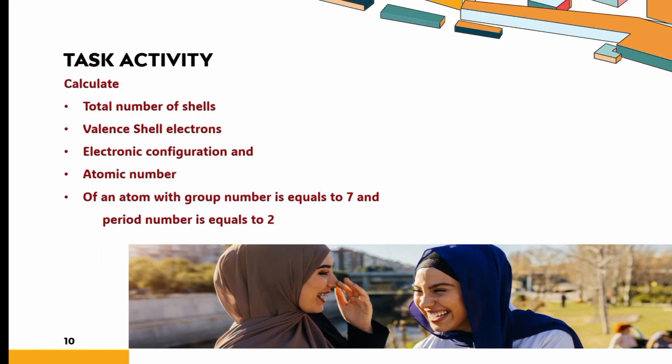The task activity for you is to calculate the total number of shells, valence shell electrons, electronic configuration and atomic number of an atom with group number equal to 7 and period number equal to 2. So solve this activity and send me the screenshot in the comments below.